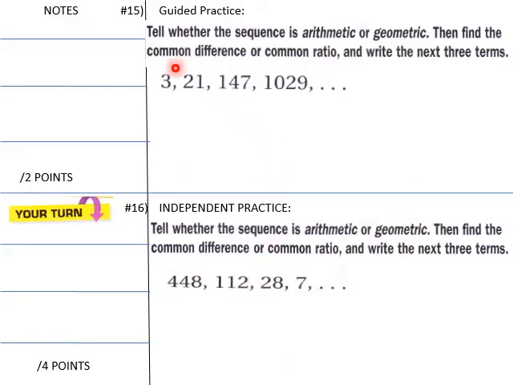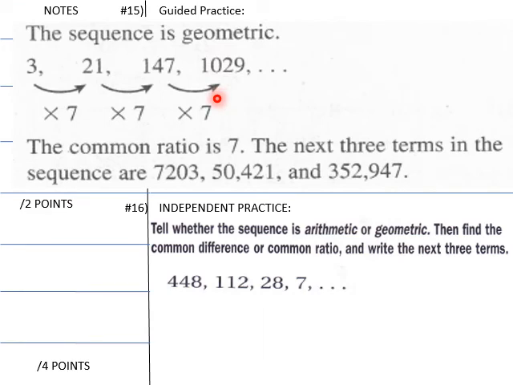So let's try one here. Tell whether the sequence is arithmetic or geometric, then find the common difference or common ratio and write the next 3 terms. So we have 3, 21, 147, 1029. What kind of sequence is this, students? This is geometric because each consecutive term is 7 times the previous. The common ratio will be 7. The next 3 terms in the sequence will be 7203, 50,421, and then 352,947. So this would be a geometric sequence here.